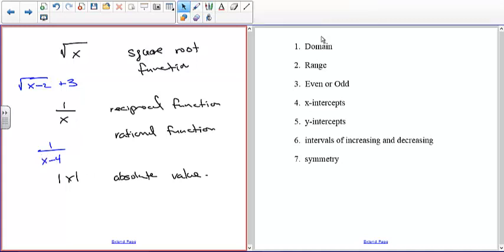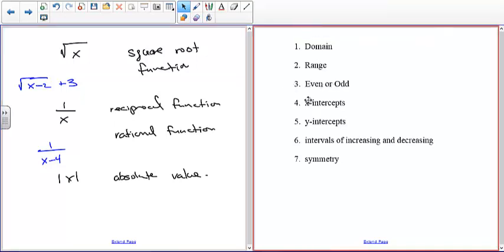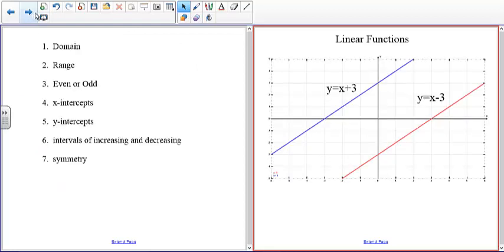Okay, so back here we've got the domain, the range, whether it's an even or odd function, x and y intercepts, whether the function is increasing or decreasing in certain intervals, and if there's any kind of symmetry. The odd and even kind of gives you some idea of the symmetry. So the first thing we're going to do is look at a linear function.